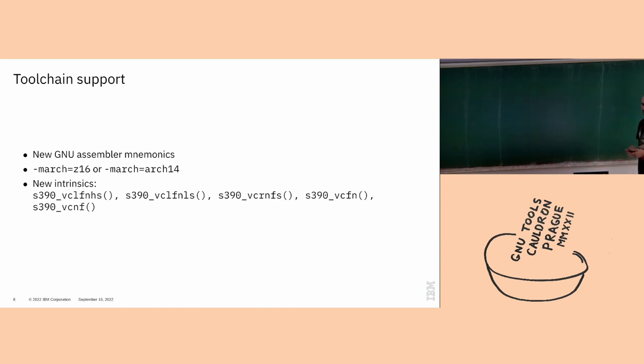Therefore, even if we know internally how the machine is going to be called, we cannot release this to the public. So we just do some counting: arch 14, next is going to be arch 15, etc. Then at a later point in time, when the announcement comes, we introduce that. So that's a peculiarity of our platform. And then some of the instructions have been exposed as intrinsics. These are for AI, and those you have already seen.